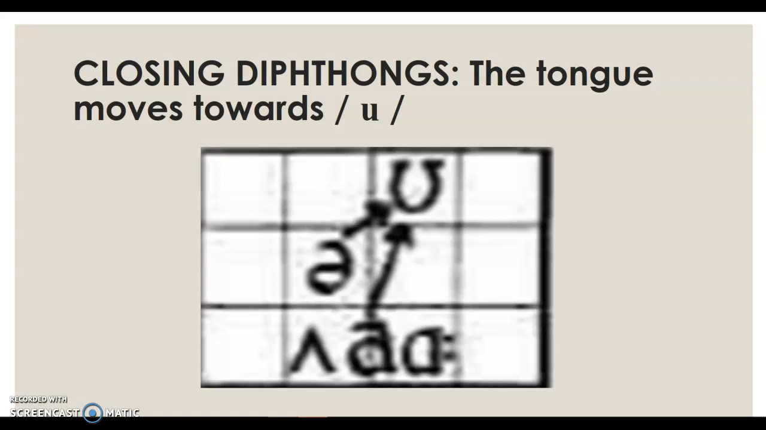Finally, we are going to describe the closing diphthongs in which the tongue moves towards the U vowel sound. Here in the chart, we can see how from the schwa we move towards the U, so we can pronounce it as /əʊ/. And from the A sound, which is neither this sound here nor this sound here, but a sound in the middle, a sound with a different quality, we move towards the U. So we say /aʊ/.